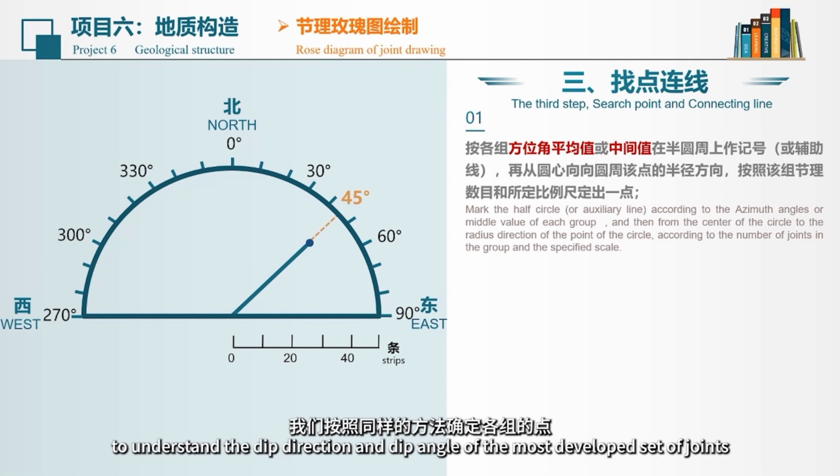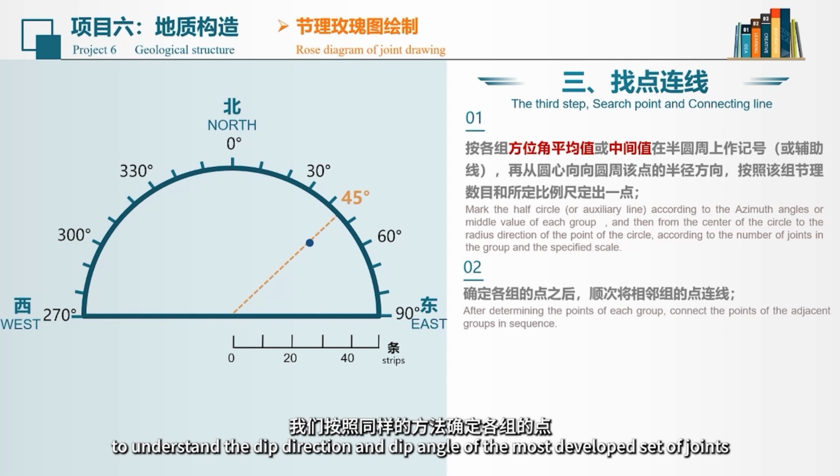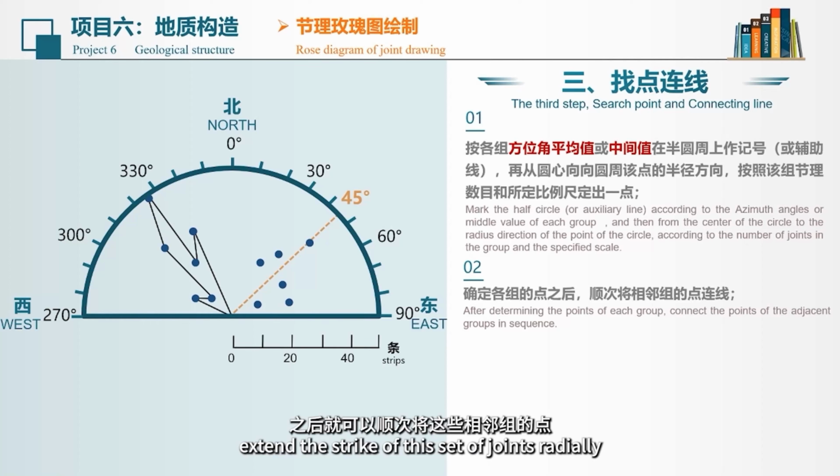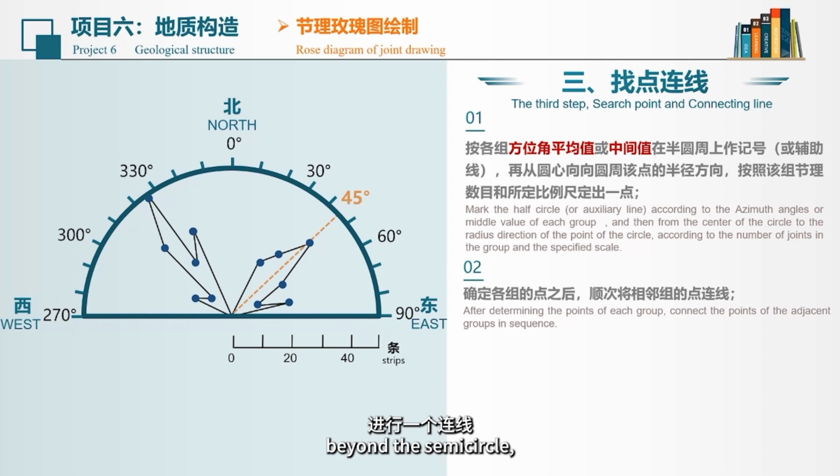Next, to understand the dip direction and dip angle of the most developed set of joints, extend the strike of this set of joints radially beyond the semicircle.